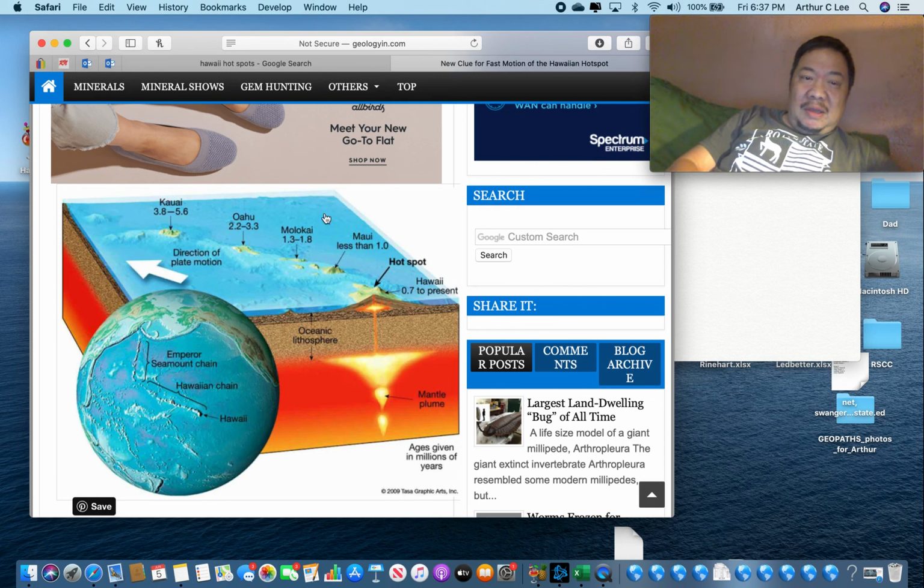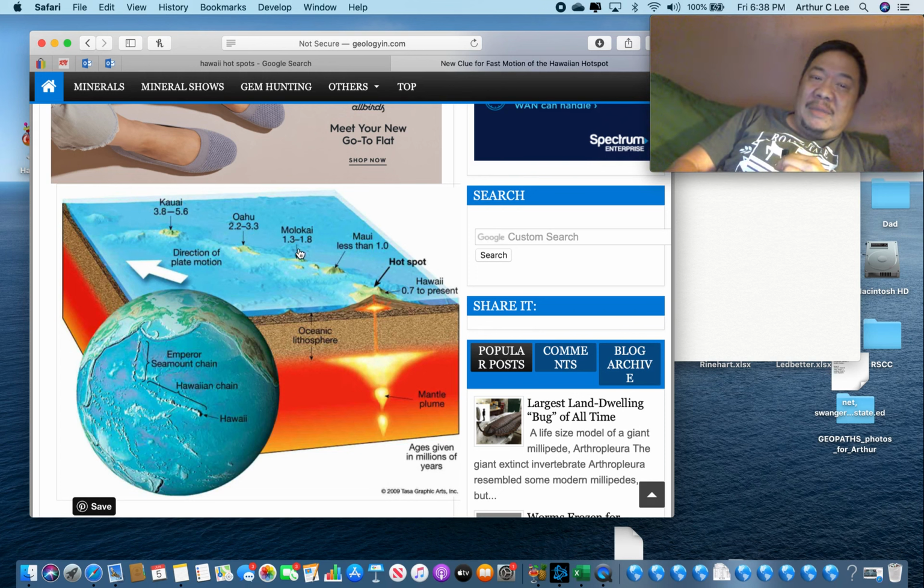Well, this is north, this is east, this is west. So the Pacific plate is moving which direction? If this is north, that's south, that's east, and that's west. Which way are the plates moving? To the northwest, right? But the hot spot is stationary. And that explains the ages of these rocks. Take a look at this map very carefully. If I can do this, you can do this. Kauai's rocks have been dated at 3.8 to 5.6 million years old. On Oahu, the rocks are 2.2 to 3.3 million years old.